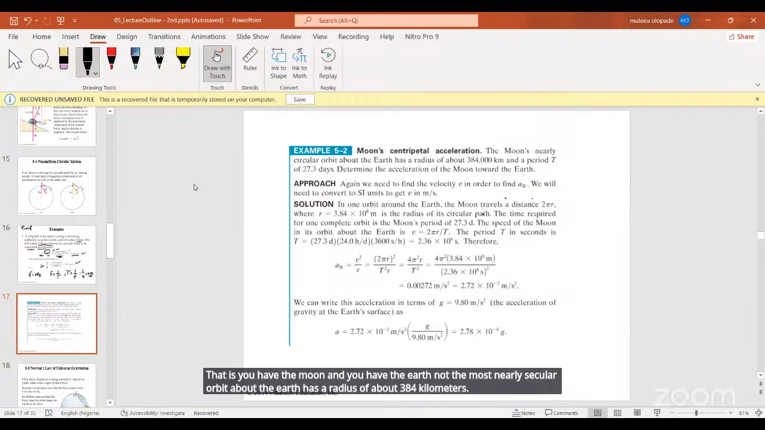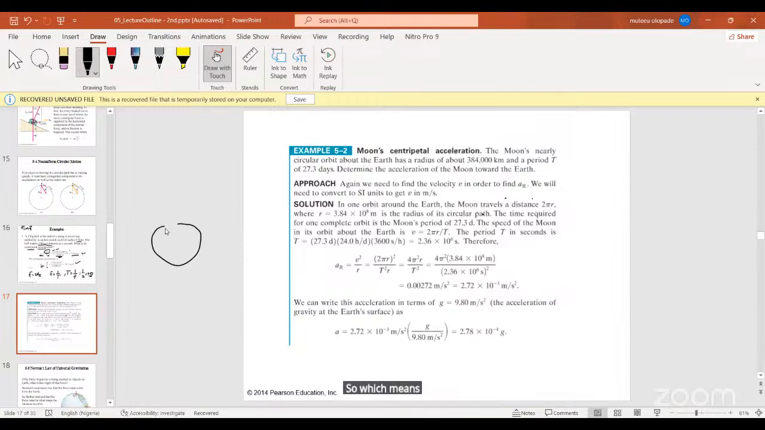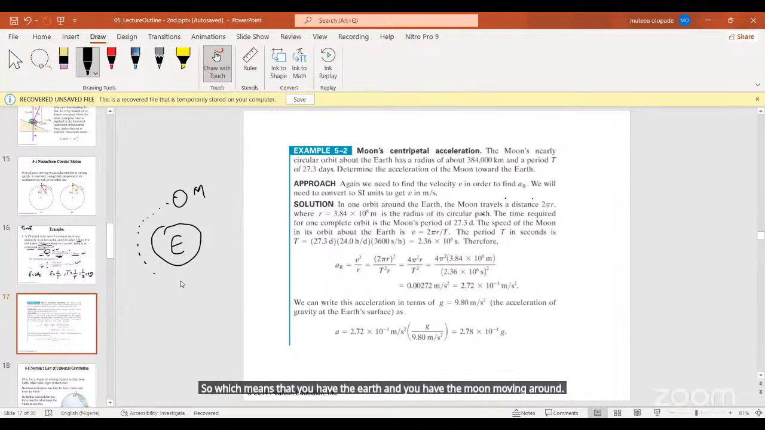So, which means you have the earth and you have the moon moving around the earth.